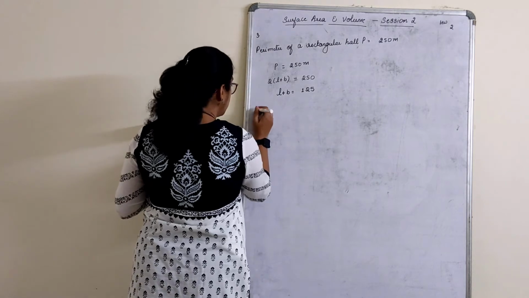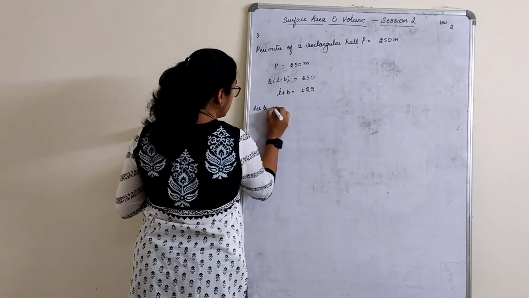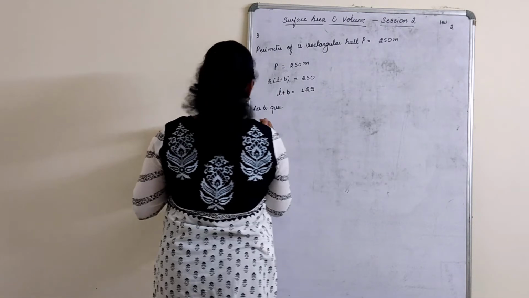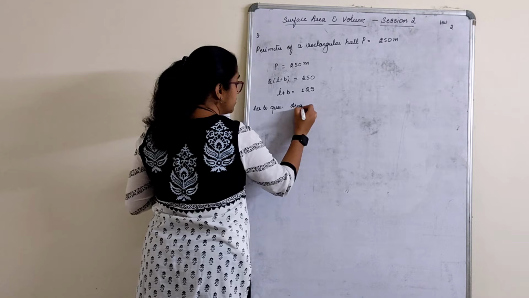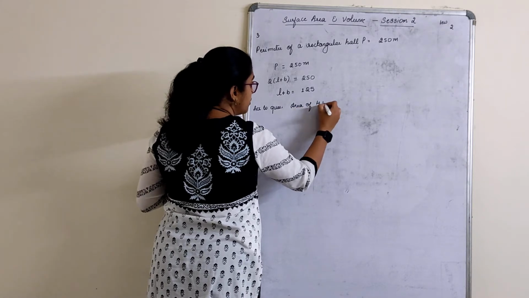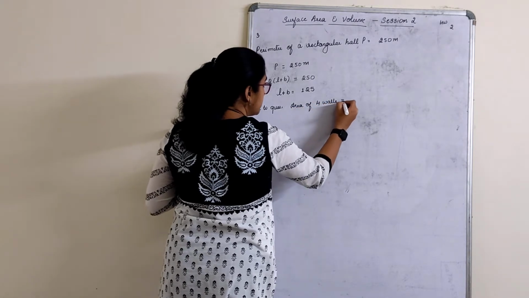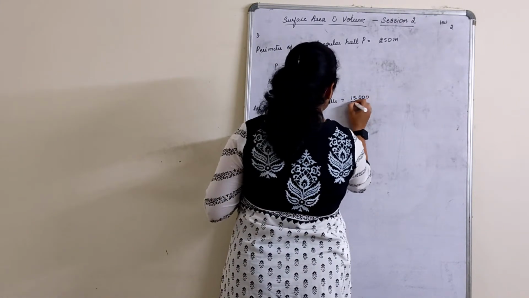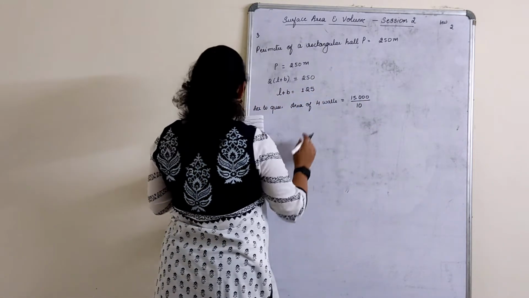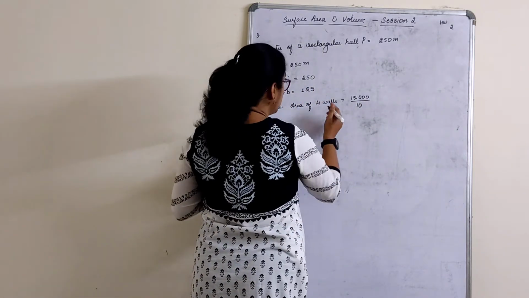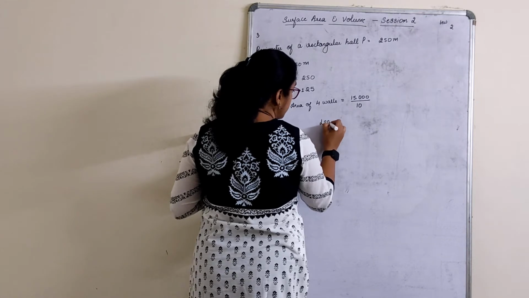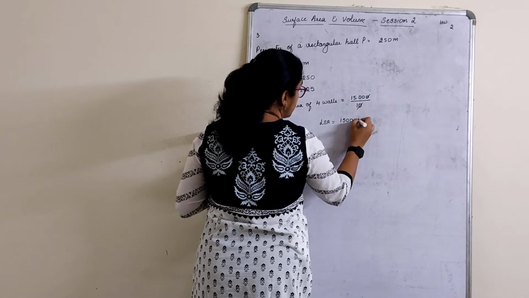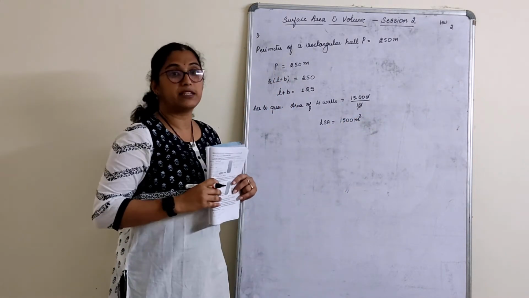So according to the question, we can write here area of 4 walls is equal to 15,000 divided by 10, right? Area of 4 walls is nothing but what here? It is nothing but LSA. LSA is equal to 1500 meter square. That means my room is 1500 meter square.